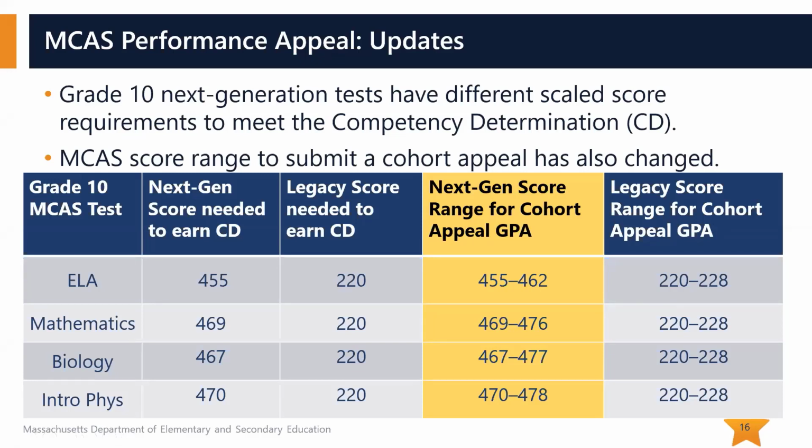The magic score used to be 220 to 221, or I should say 220 to 228 for the cohort appeals. It is now different depending on each subject area. That's why I want to provide this information here.